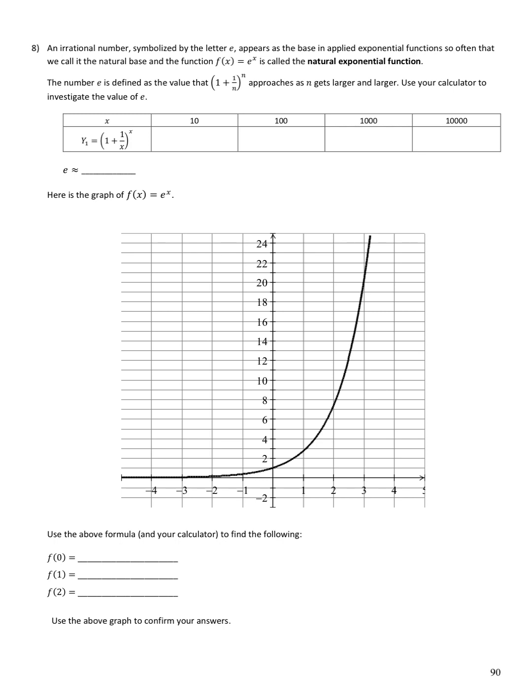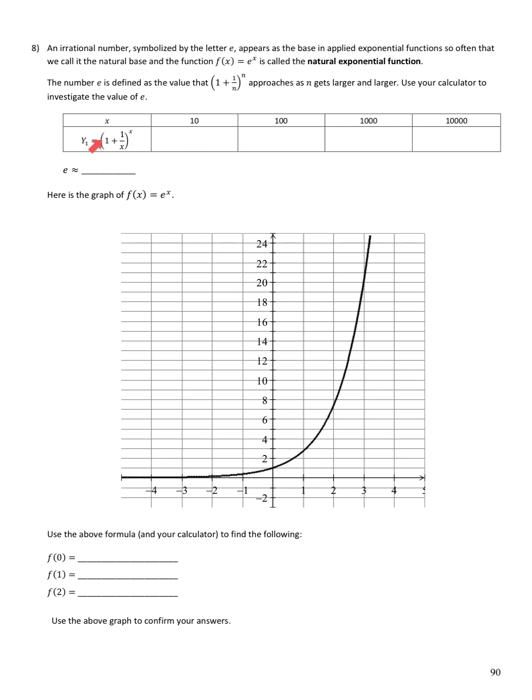Number 8, an irrational number, symbolized by the letter e, appears as the base in applied exponential functions so often that we call it the natural base, and the function f of x equals e to the x is called the natural exponential function. The number e is defined as the value that 1 plus 1 over n to the n approaches as n gets larger and larger.